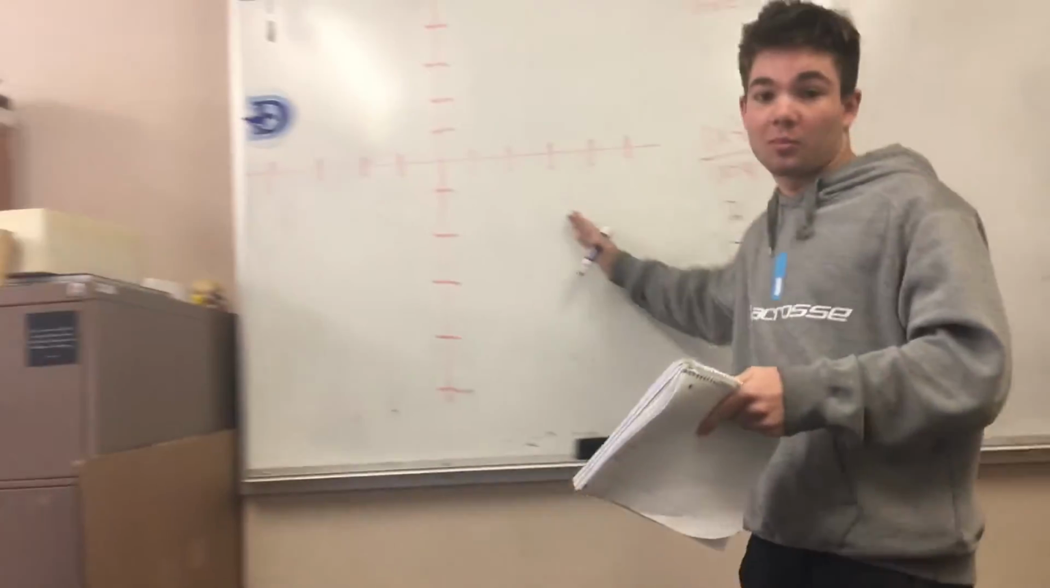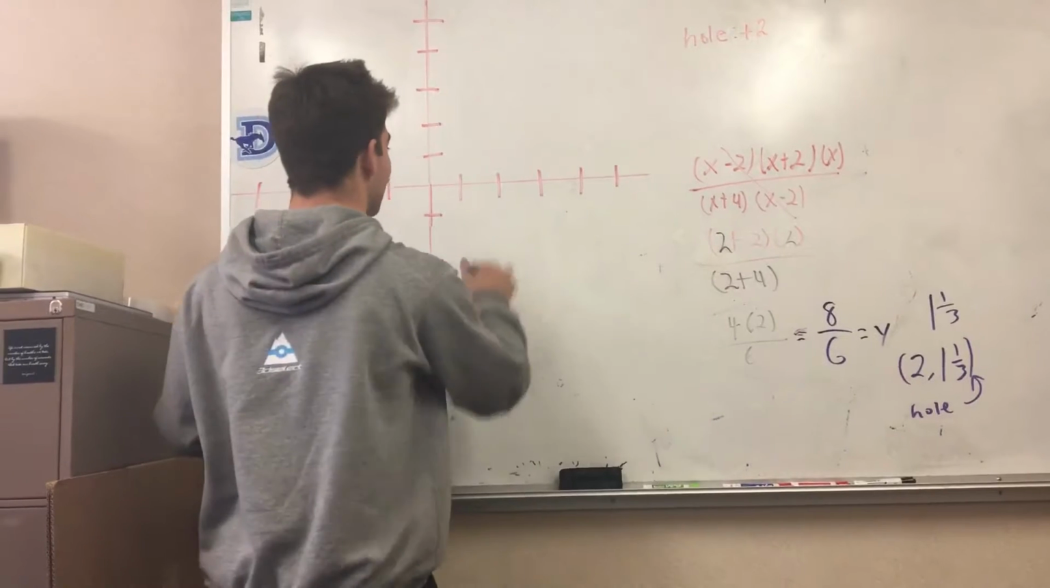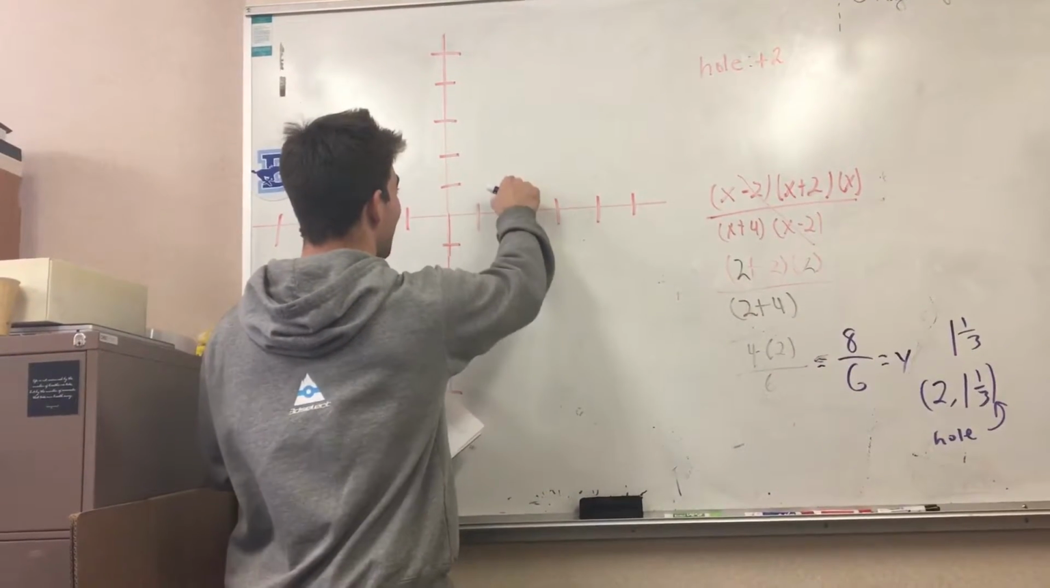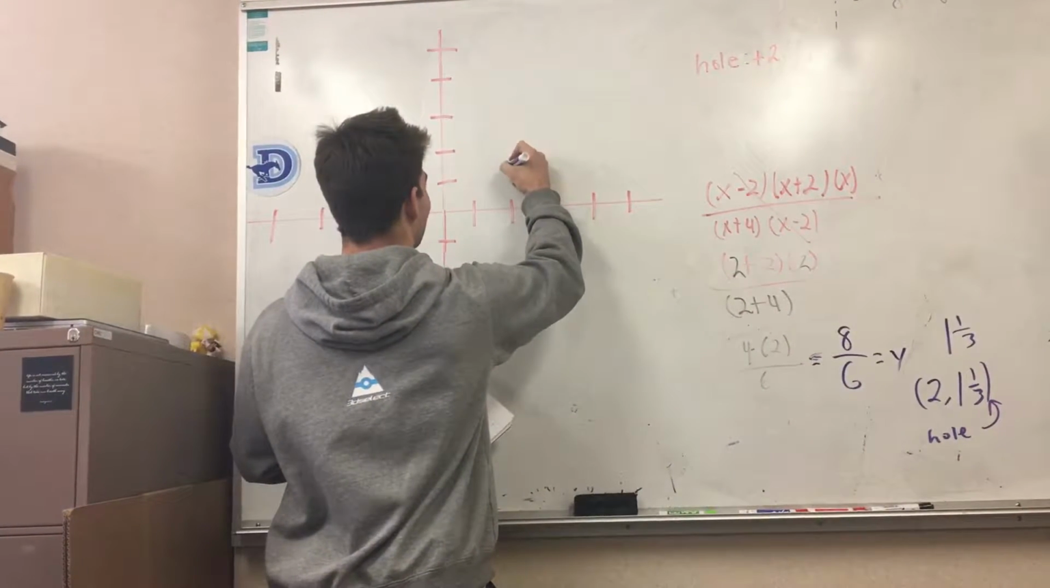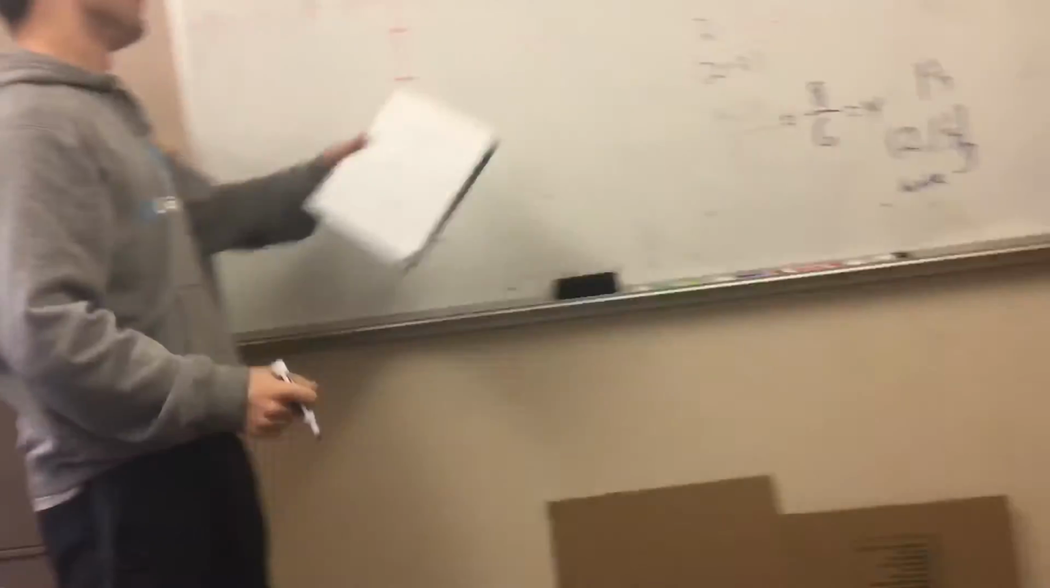Okay, so now we go to our graph. We go to 2 and then 1 and 1/3, which is somewhere there. And we draw an open circle for the hole.